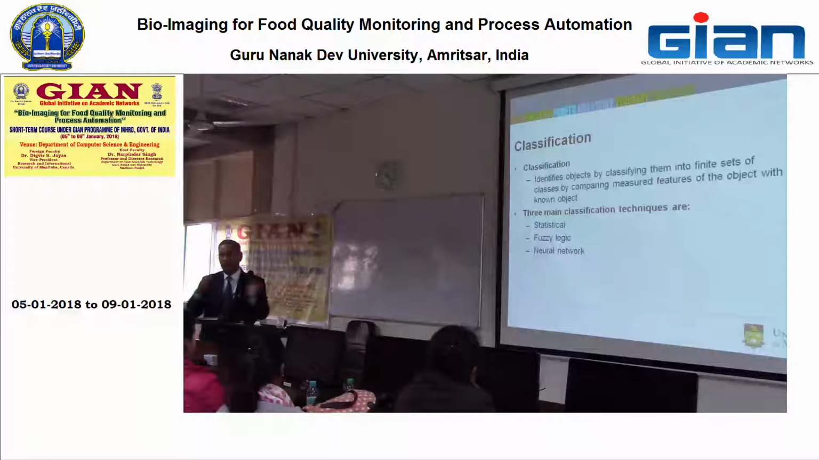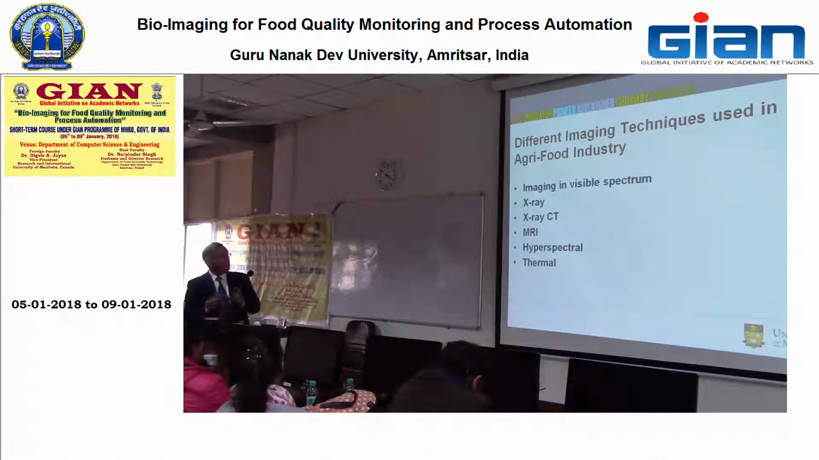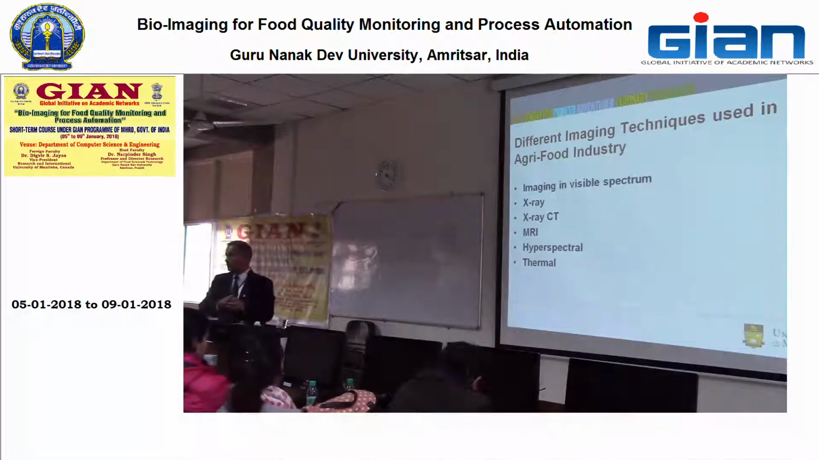And then, as I mentioned, on the fourth day we would look at the different imaging techniques. We would mainly focus on X-ray, hyperspectral and thermal imaging, and the visible spectrum. CT and MRI are two other areas, but for food process automation they are still at the research stage. They are commonly used in the medical field, but in the agri-food area they can be used more for research, for understanding the microstructures of materials and the distribution of components in the material, but they are not ready for process automation.